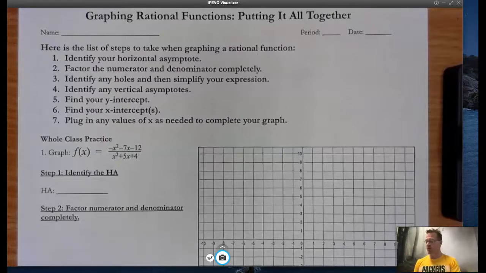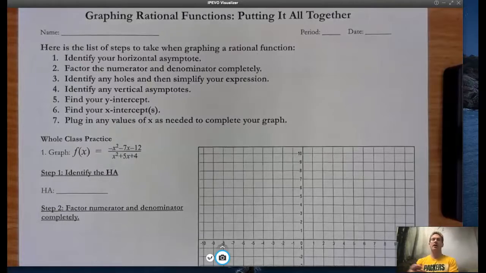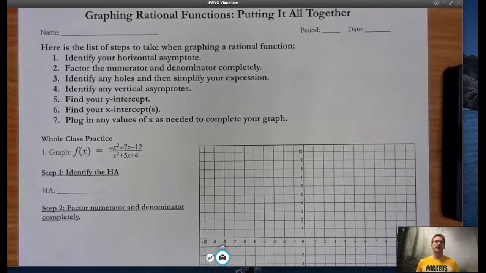We want to graph f of x equals negative x squared minus 7x minus 12 over x squared plus 5x plus 4. So now, step 1: identify that horizontal asymptote.